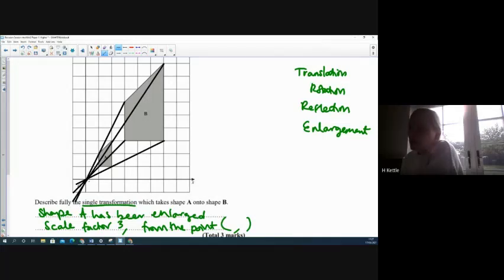So you can see that all of those lines come together at the origin. So we would say that this shape has been enlarged from the point 0, 0, or you could write the origin for that question. Shape A has been enlarged, scale factor 3, from the point 0, 0. There we go.